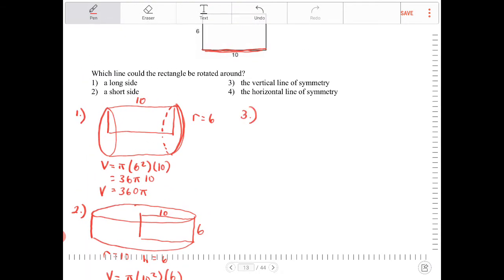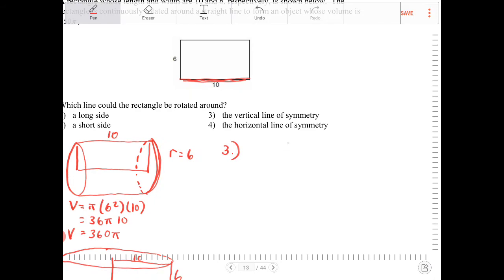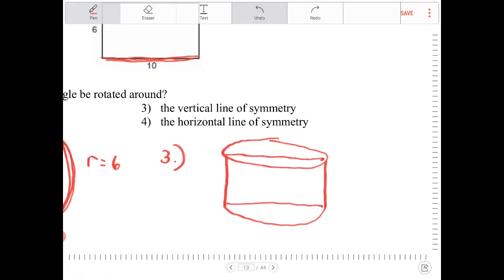Let's take a look at option 3. If I rotate it along the vertical line of symmetry, so if I take this rectangle and I rotate this along the vertical line of symmetry, I'm going to end up with this. So I end up with a cylinder. This time the radius is 5 and the height is 6. This is 6 and the radius is 5.